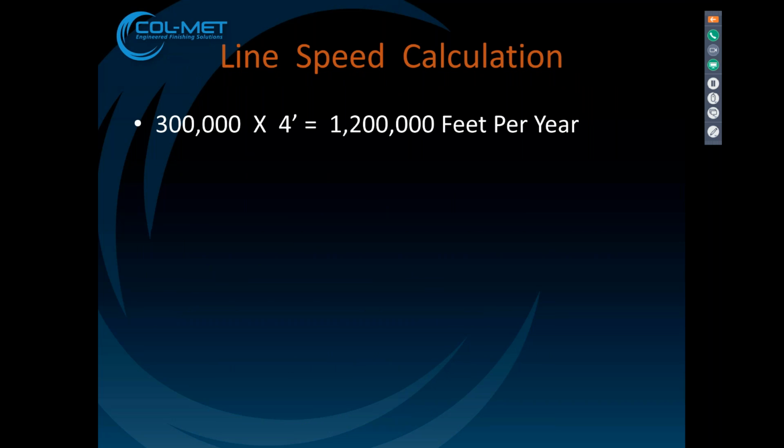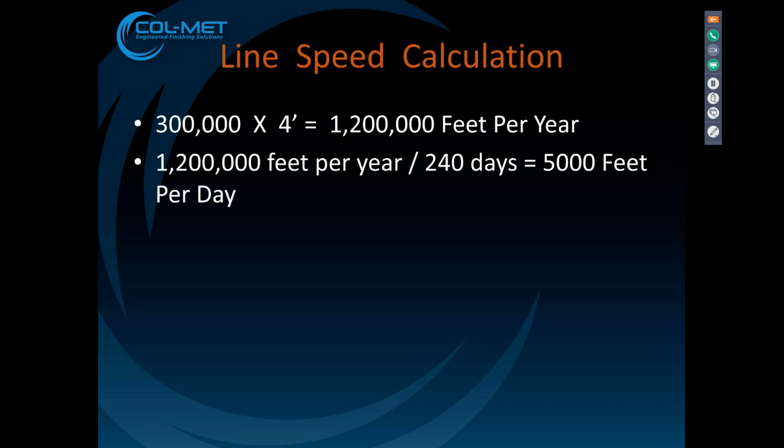Here's how we would calculate, first of all, line speed. They have 300,000 parts that they need to coat. The parts are hung online on 4-foot centers. That is the part length plus the distance between the parts. That equals 1.2 million feet per year of conveyor space that they're going to need.